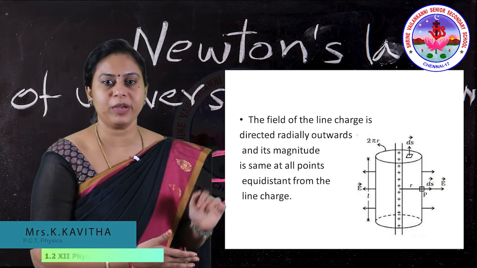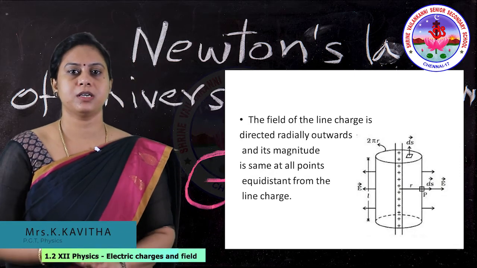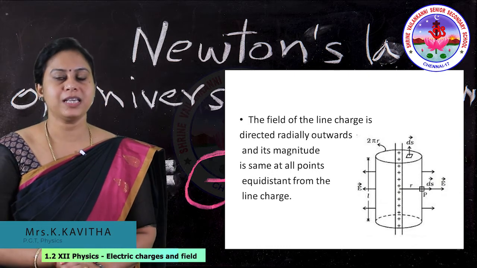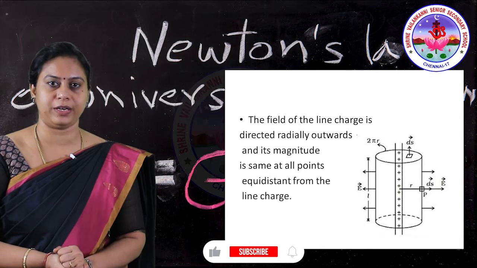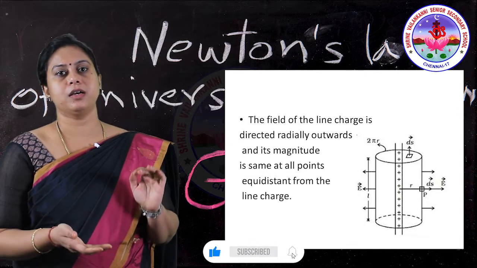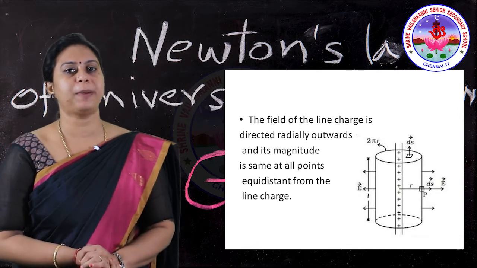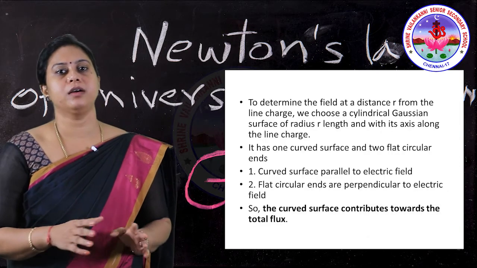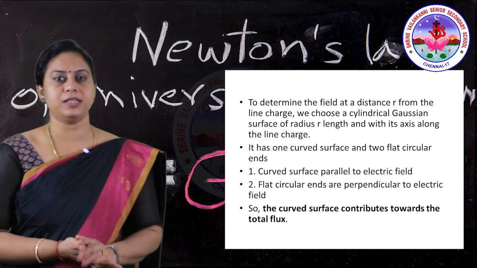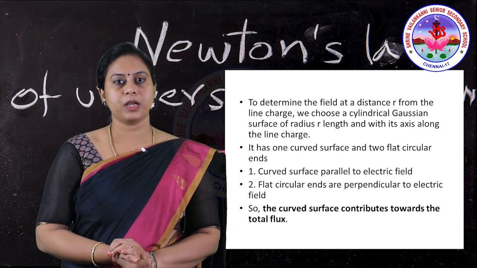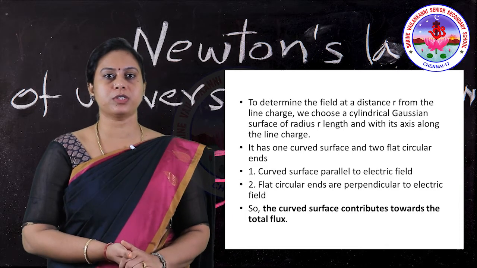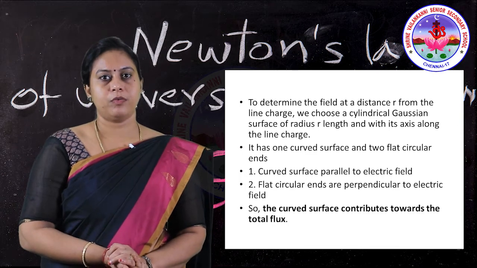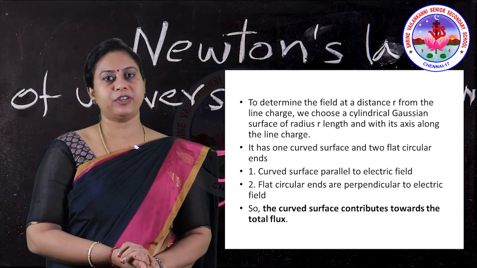By observing the diagram, you may understand that there is one curved surface and two flat surfaces. See, the curved surface is parallel to the electric field lines, while the two flat surfaces are perpendicular to the field lines. So the flux through the flat surfaces cancels out, and only the curved surface contributes to the electric flux. We'll only see the mathematical formula for that.